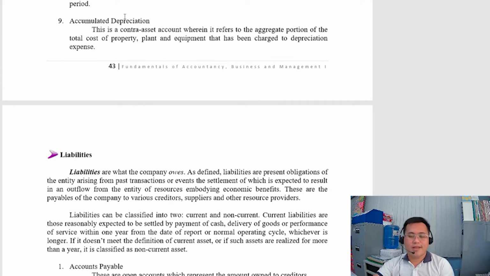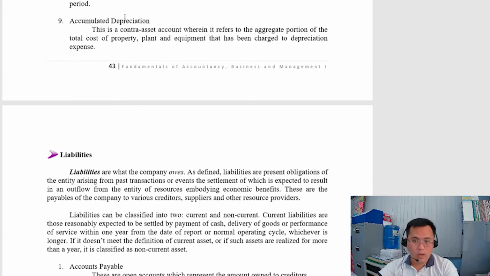Okay? So those are our examples of our asset accounts. So we have 9 asset accounts. Now let's go to our next major account, which is our liabilities. What then are liabilities? Liabilities are what the company owes. If our assets are what the company owns, liabilities are what the company owes. Or what are our liabilities?